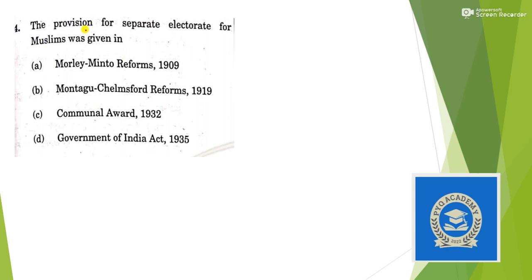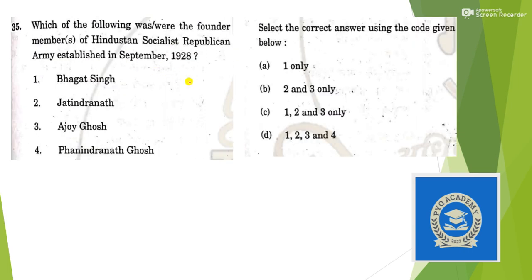Next, the provision for separate electorates for Muslims was given. I think it is one of the easiest questions, and there is no need of any authentic source. So the answer is option A. You can also get the answer to this question from polity itself.